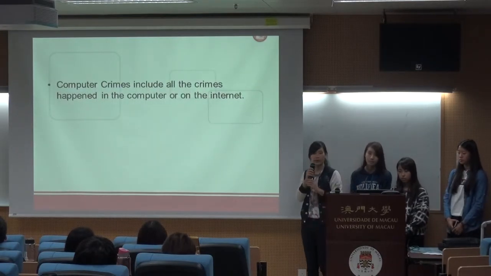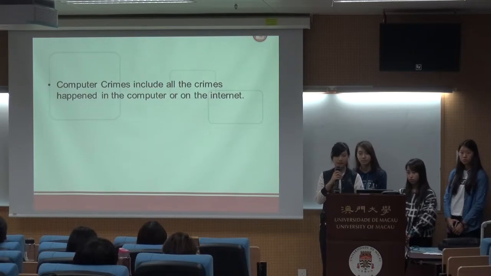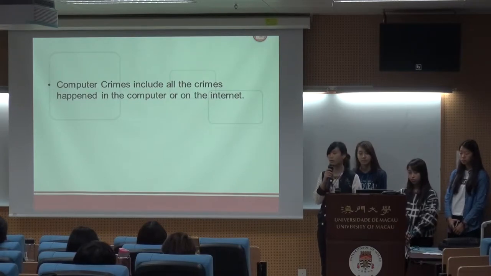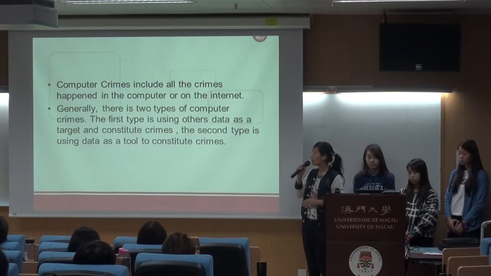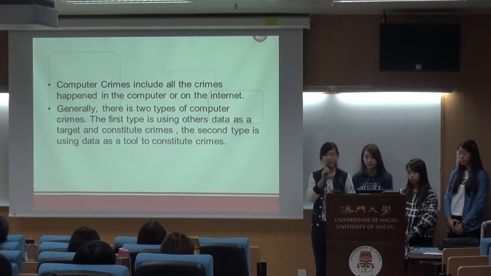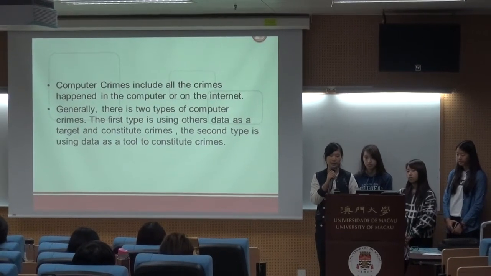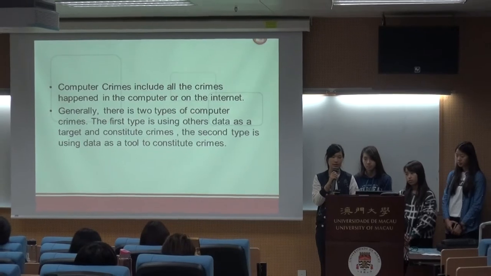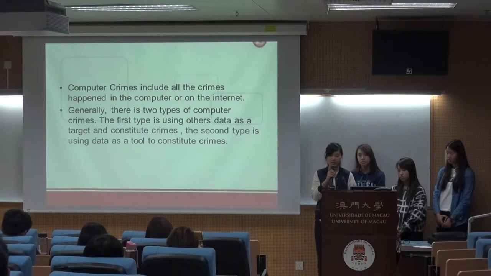Computer crimes refers to all the crimes that happen on the computer or on the internet. Generally, there are two types of computer crimes. The first type is using others' data as a target. And the second type is using the target or their website as a tool to commit crimes.